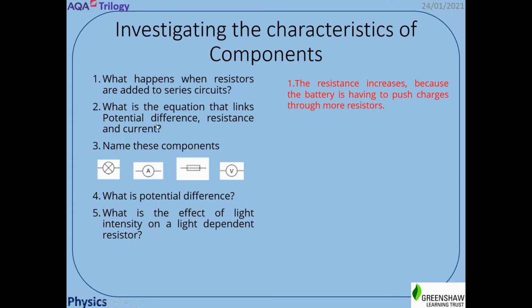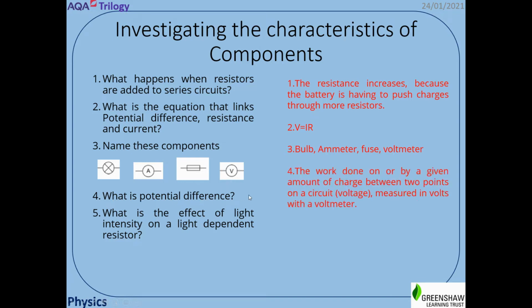The equation that links potential difference, resistance, and current is V equals IR. These components are a light bulb, an ammeter, a fuse, and a voltmeter. Potential difference is the work done between 2 points in the circuit, measured in volts with a voltmeter.